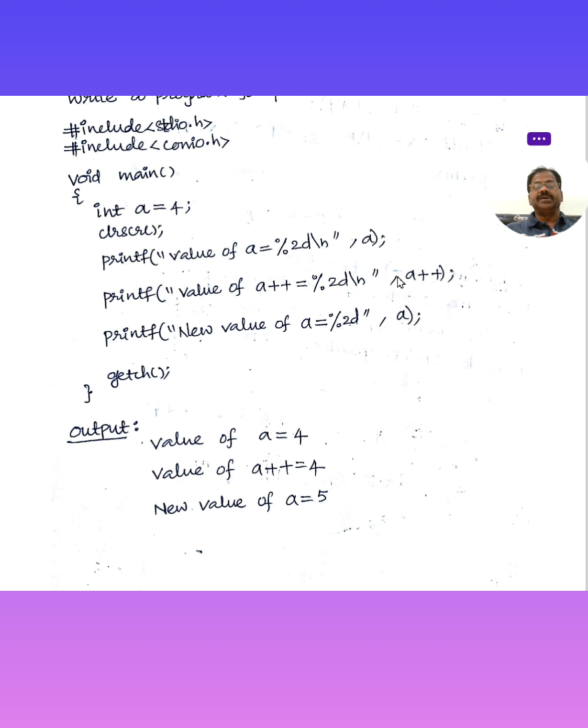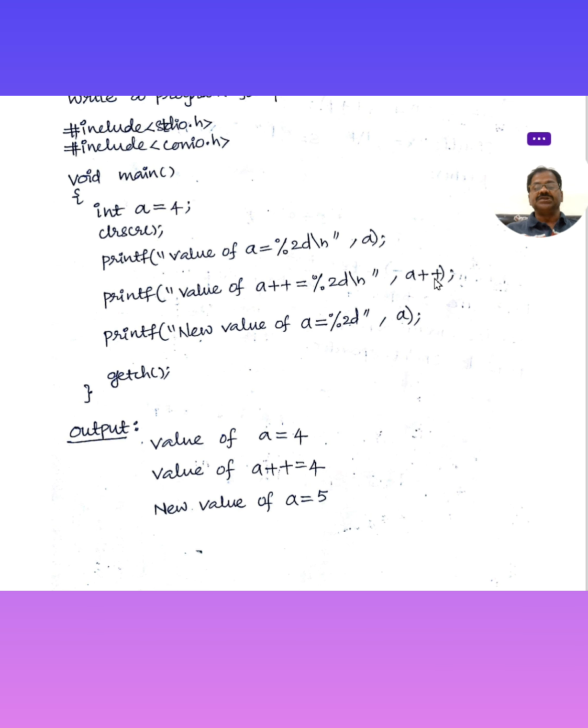The effect will be done immediately in the pre-increment. But this is the post-increment. Immediately the effect will not be there. A is 4, right? A plus plus. Slow process in the post-increment. Whenever we display A, the value will become 5. But in the case of here, for example, A is 4. If I give plus plus A, immediately it will become 5. Why? Because that is the pre-increment operator.